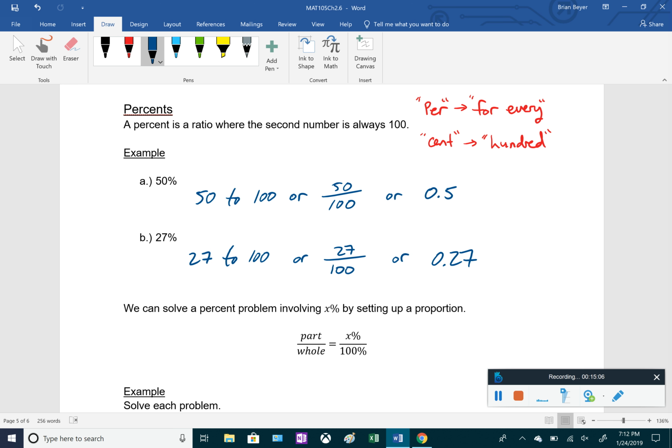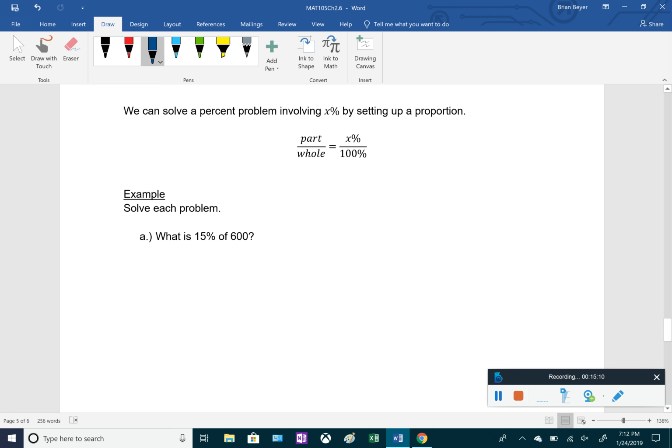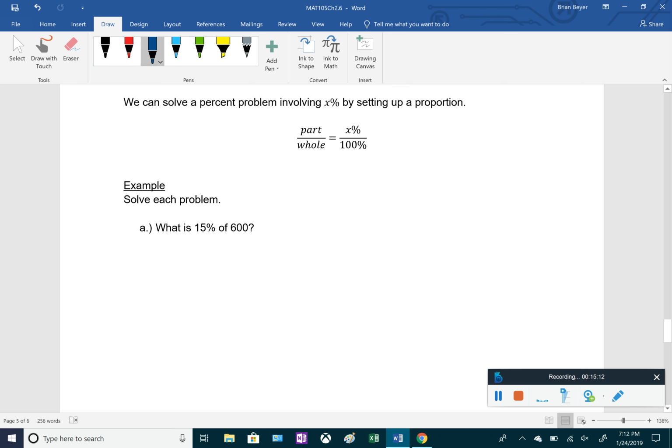Okay, so we can set this up using a percent or a proportion. And it's going to be x% over 100%. So the way that we set this up is like this. The part over whole of something is going to equal x% over 100%. So that just means that the x% would be the part, the 100% is the whole. Okay, so let's do a couple examples here.